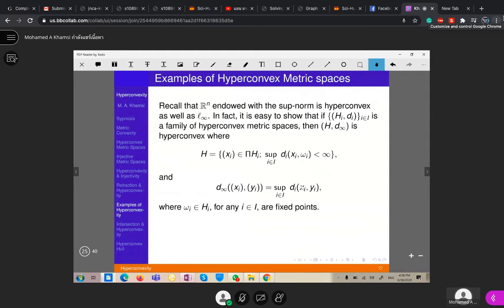So we have this d infinity distance, the classical one, the sup, and then we have this space, which is the Cartesian product of the H i's, endowed with this d infinity, and it is hyperconvex. What's truly amazing is that I can prove it using ANR, because we can show that this space is ANR, so absolute non-expansive retract.